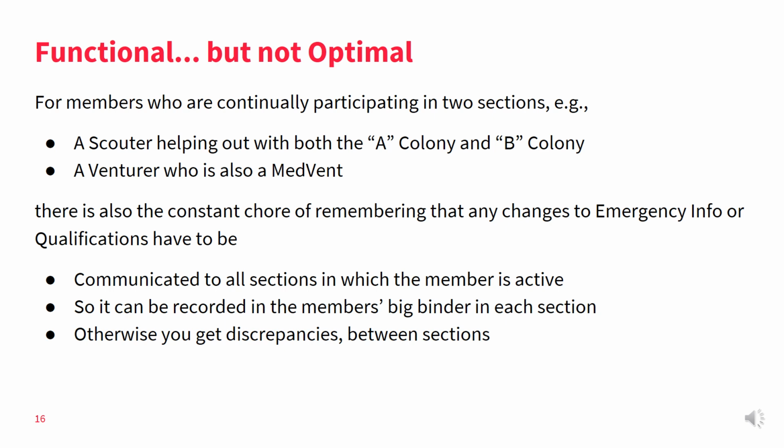the other sections. If you get an additional qualification, you have to share that. If your emergency information changes, you get a new cell phone number, you have to communicate that. Otherwise, each of the sections you're involved with will have different information. So the information needs to be communicated, and each big binder has to be individually updated.